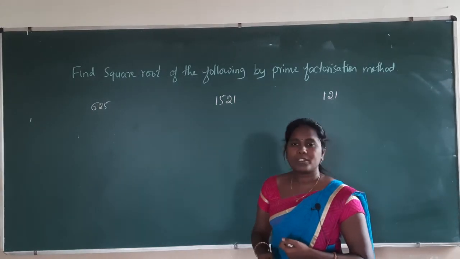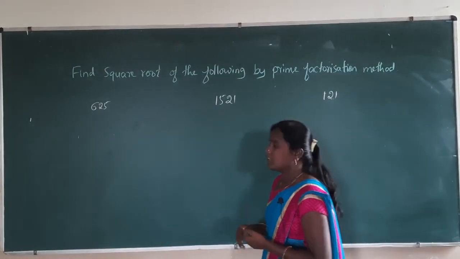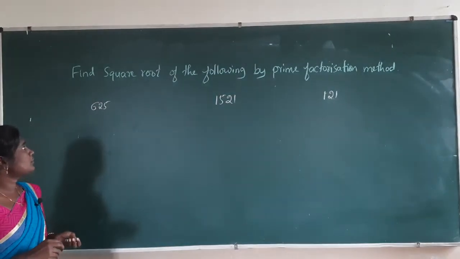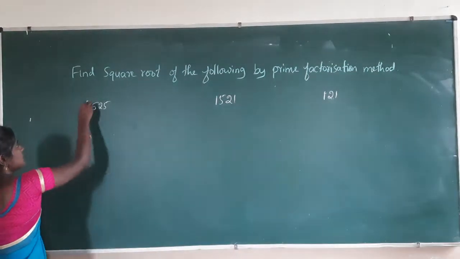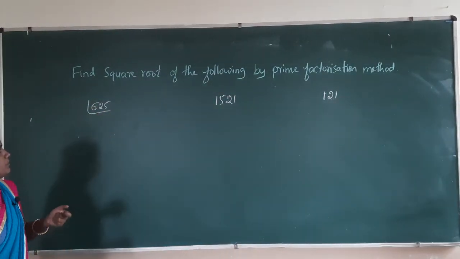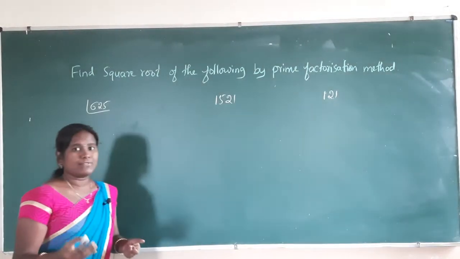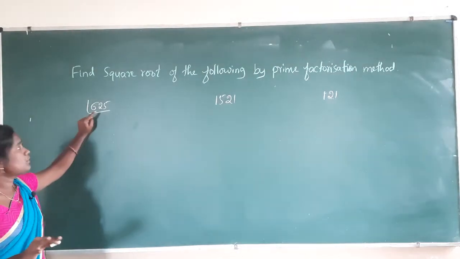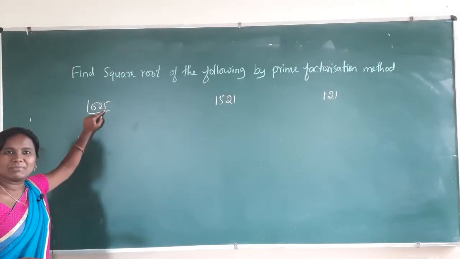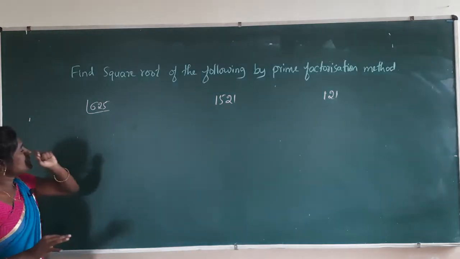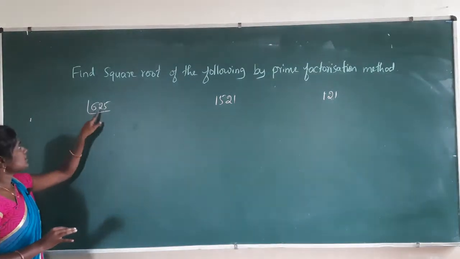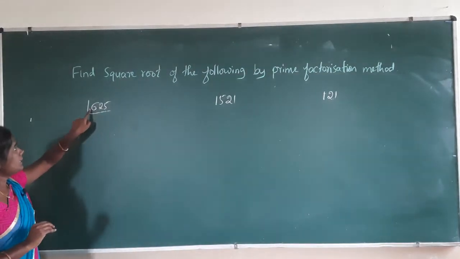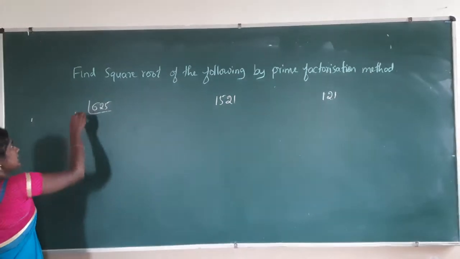The first one, perfect squares, is 625, and next 1521, then 121. Okay, now let us find the square root of 625. Here we have to go for its prime factors, right? Is it divisible by 2? No, it is not divisible by 2, and it is ending with 5, therefore it is divisible by 5. Is it divisible by 3? See, 6, 8, 8, 13, therefore it is not divisible by 3. Then it is divisible by 5, yes, let us do it.